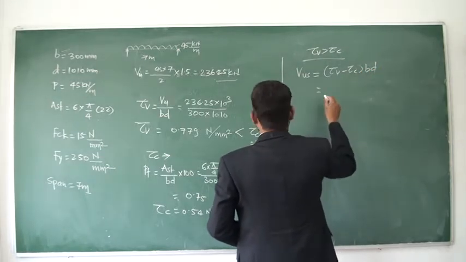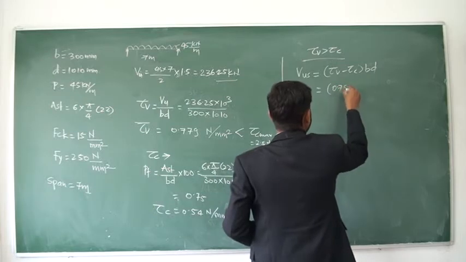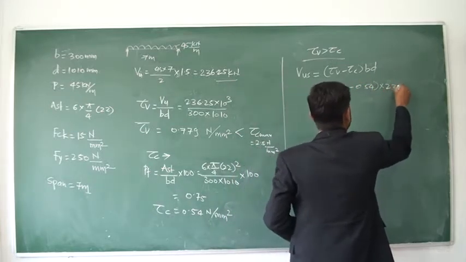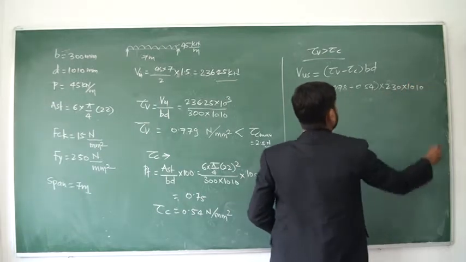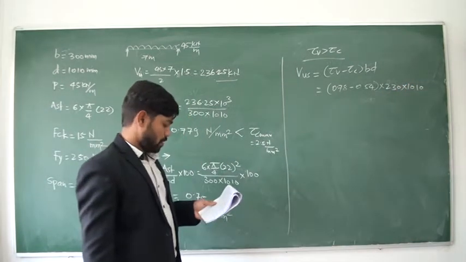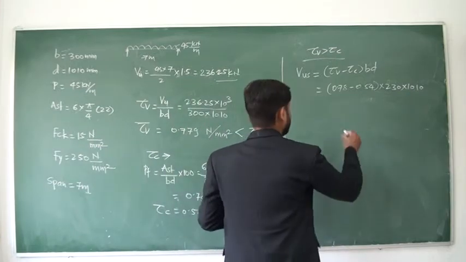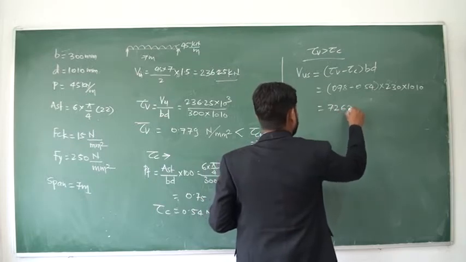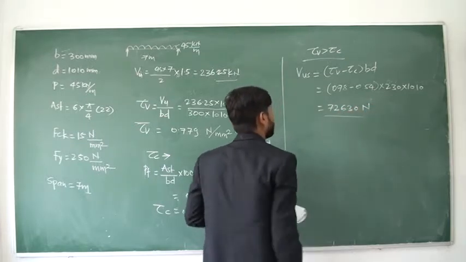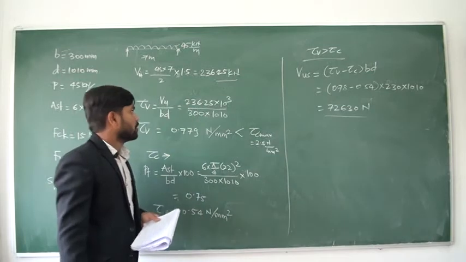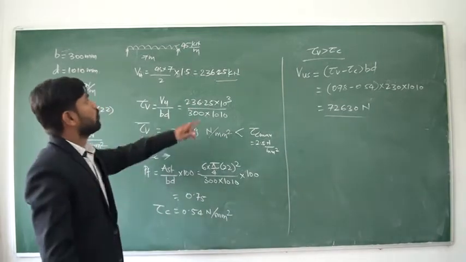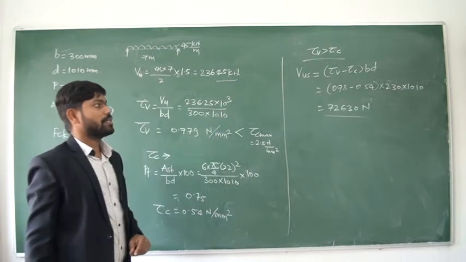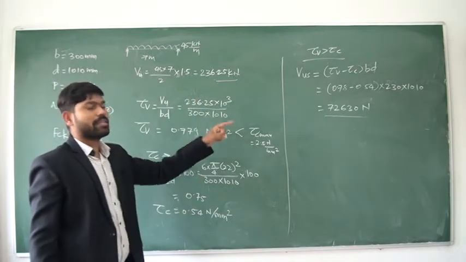So tau v is 0.779, means 0.78, times 0.54 times 230 times 1010. If you calculate this, you will get 72,630, means 72 kilonewton. Now you can see here, out of this total force 236.25, the extra force is 72 kilonewton.